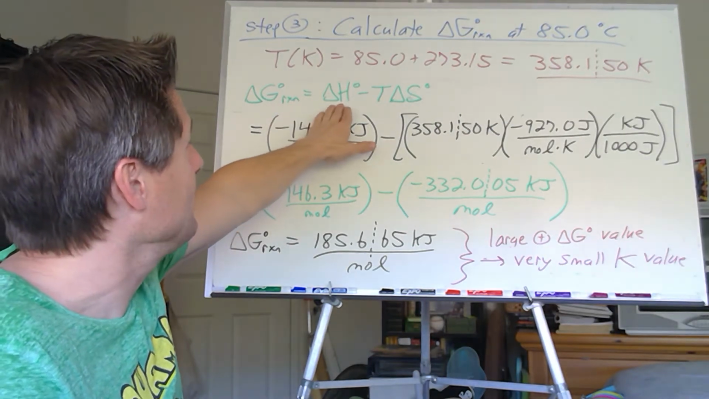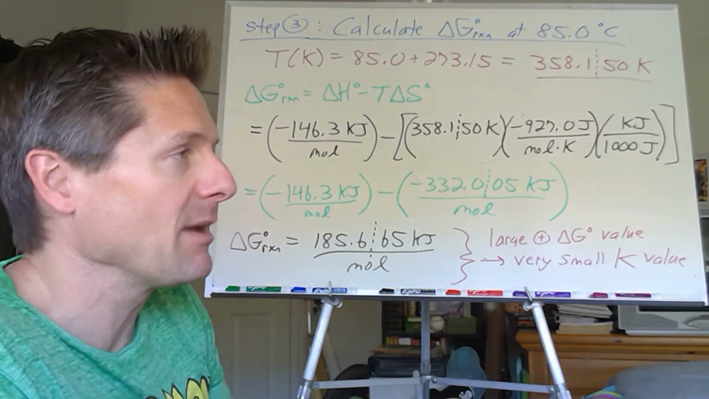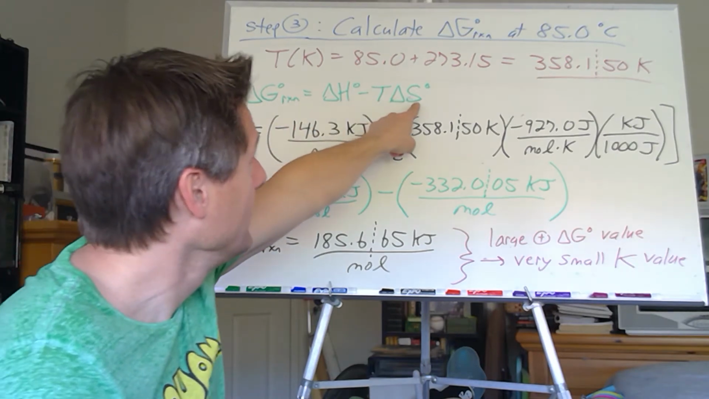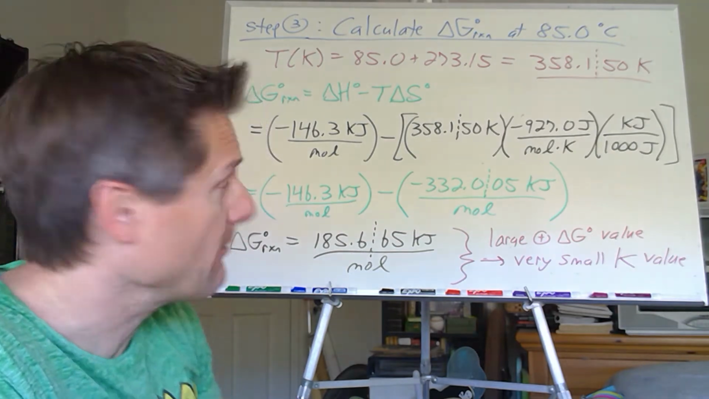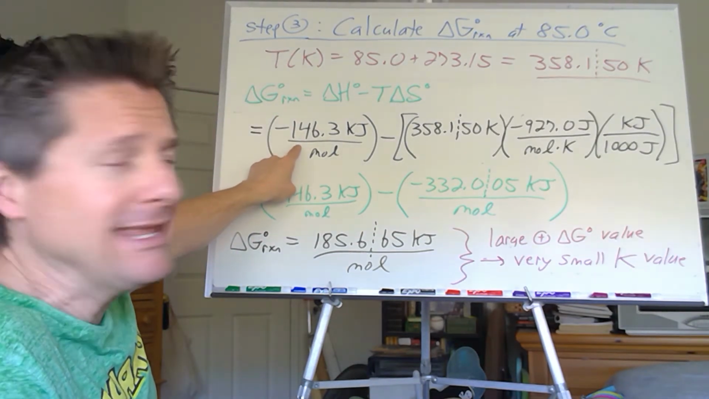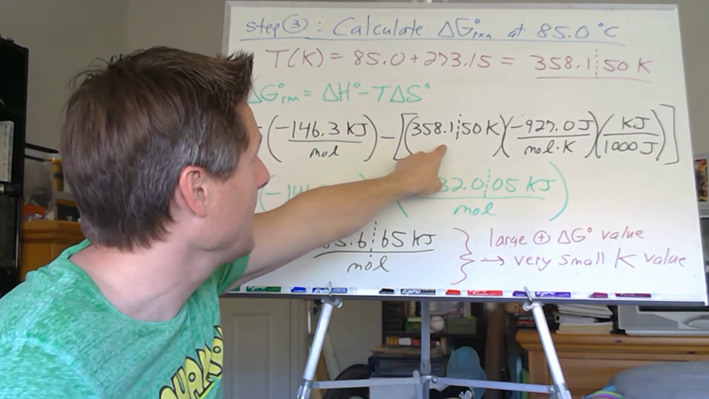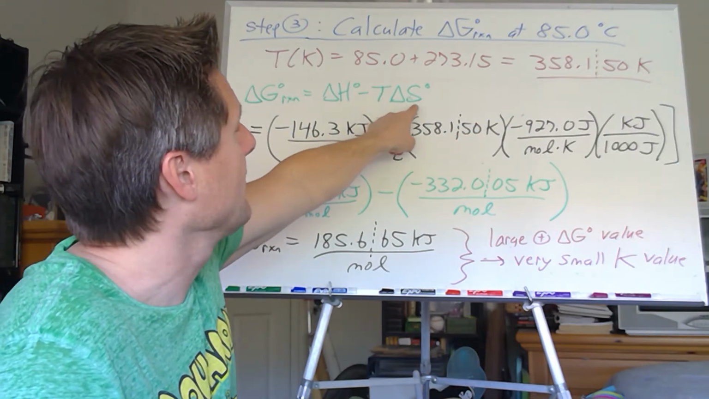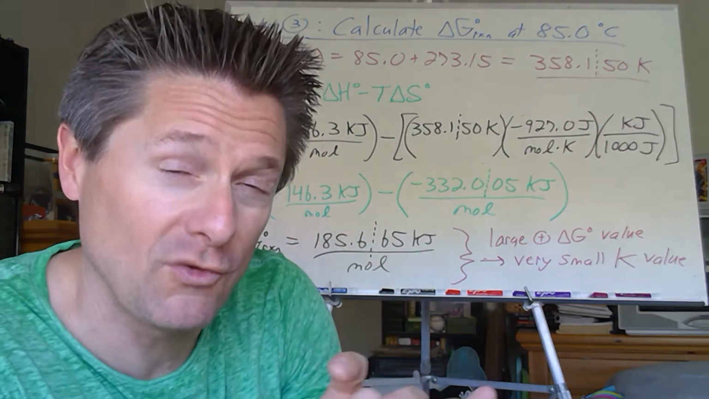Delta G reaction is delta H minus T delta S. I think we got that. We derived that from the second law of thermodynamics, some long windy road. We know delta H from step 1. We know delta S from step 2. We know our temperature. Plug it in. Piece of cake, right? So delta H from step 1 was negative 146.3 kilojoules per mole. Subtract our Kelvin temperature. That was 358.150 Kelvin, right up there. Times our delta S, which was from step 2, negative 927.0 joules per mole Kelvin.